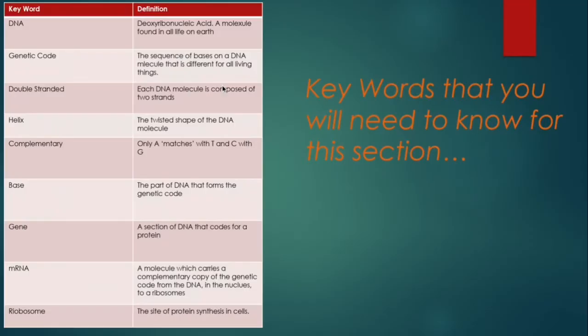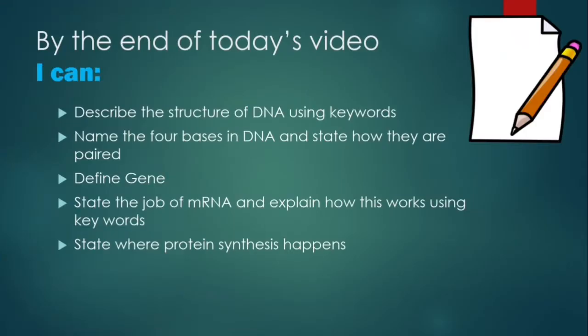Today, our I can statements are going to be: I can describe the structure of DNA by using keywords. I'm going to be able to name the 4 bases in DNA and state how they're paired. I can define the phrase gene. I can state the job of messenger RNA and explain how this works using keywords. And I can state where protein synthesis happens.